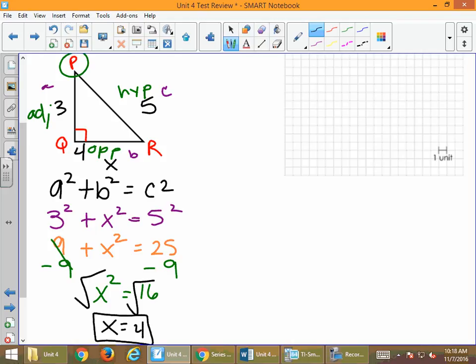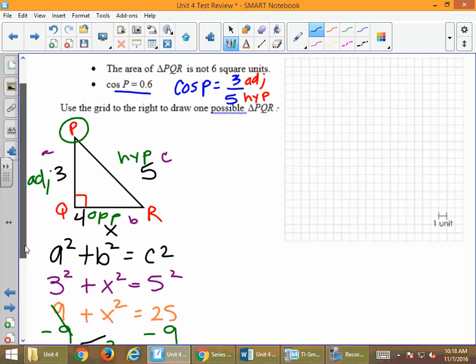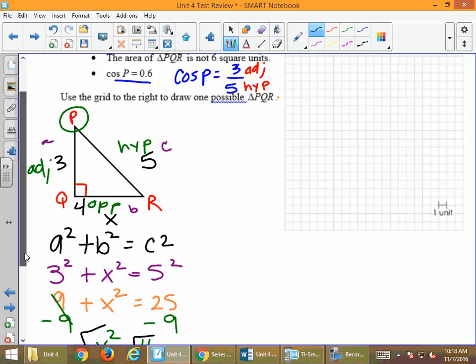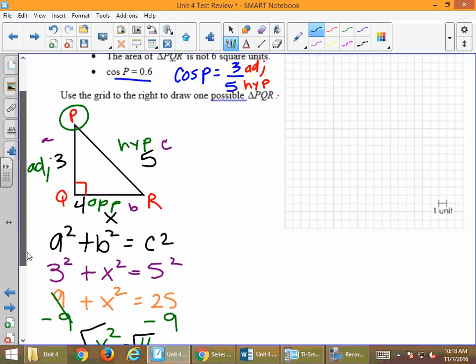So we found the measurement of all three sides of this triangle. One side's 3, one side's 4, one side's 5. Here's the thing. What did it say about the area? Can't be what? 6. So let's just double check. The adjacent over the hypotenuse is 3/5 or 0.6. We got that. We just need to see if it's the area of 6.